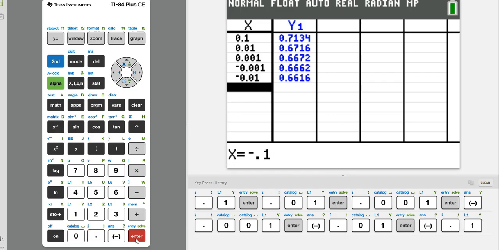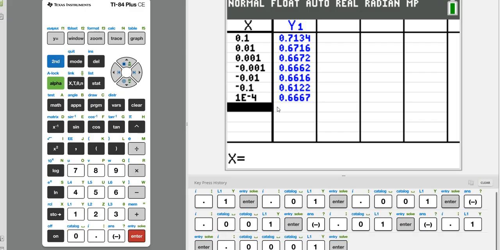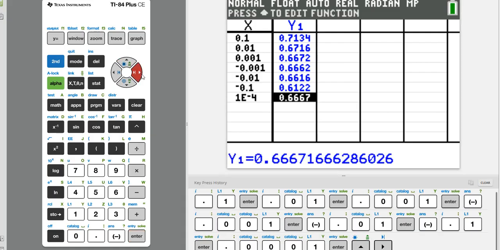Now, I do it symmetrically. It's just aesthetically pleasing to me, but you don't have to do it symmetrically. You could just do it in whatever order makes sense to you. But there you go. You're getting closer and closer to 0.666. In fact, we can throw in another one just to double check that, 0.0001. And you're getting pretty close to 0.66666. Let's cursor on top of that, and yeah, you get 0.6667. So getting close to a number.